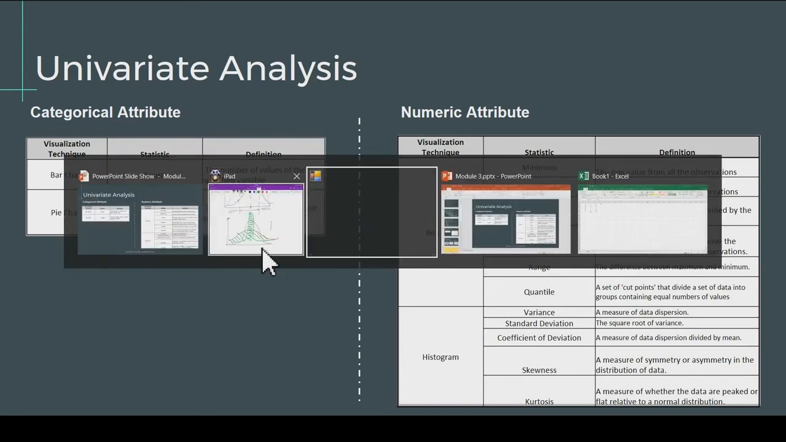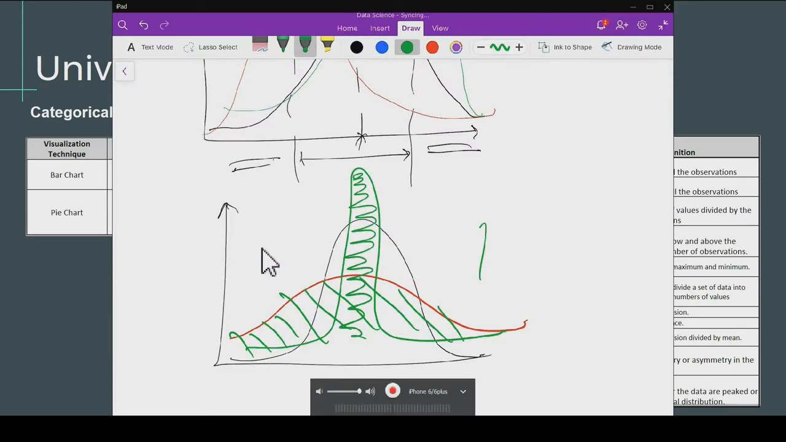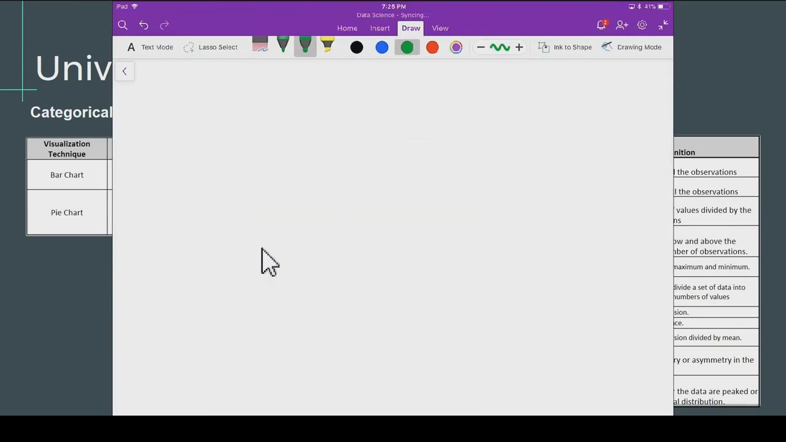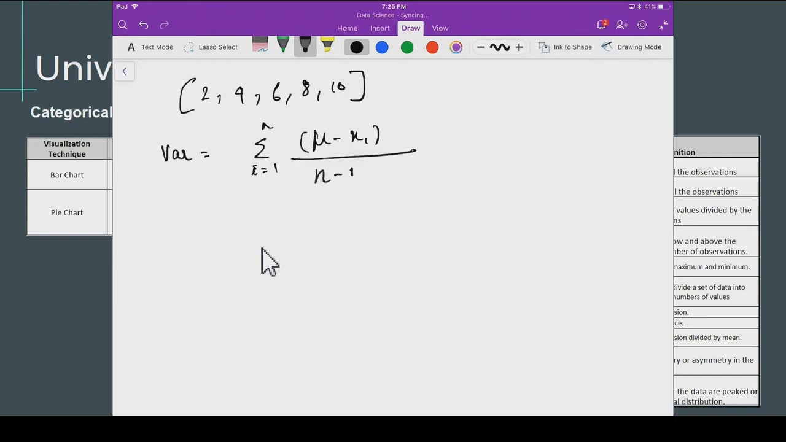So we go back to the tool. Now let's take a very simple example to calculate variance and standard deviation first. Let's say we take a sample of 5 numbers: 2, 4, 6, 8, and 10. I'm restricting this example to even numbers so that the calculation becomes easier. Now, you can calculate variance with a simple formula: summation of i equal to 1 to n, n being the sample size, of (mu minus x of i) squared, where mu is the mean of the sample, upon n minus 1.